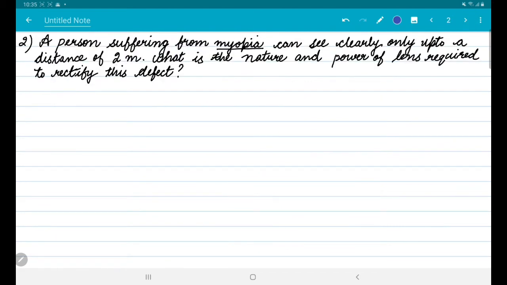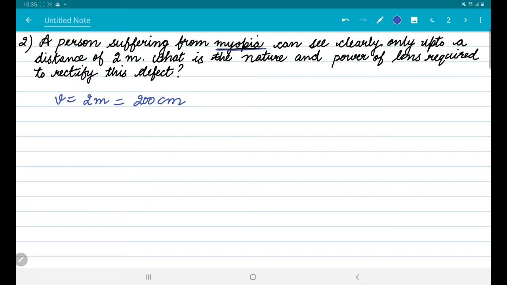Moving to our second numerical, it is also based on myopia. A person suffering from myopia can see clearly only up to a distance of 2 meters. What is the nature and power of lens required to rectify this defect? As this myopic eye can see up to a distance of 2 meters, that means its image will be at 2 meters. We can convert it into centimeters. It will be 200 centimeter.